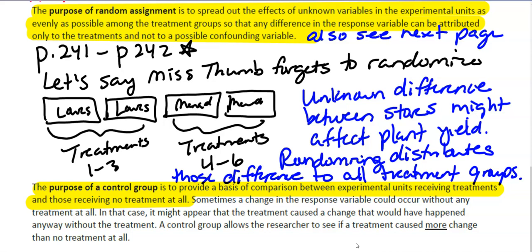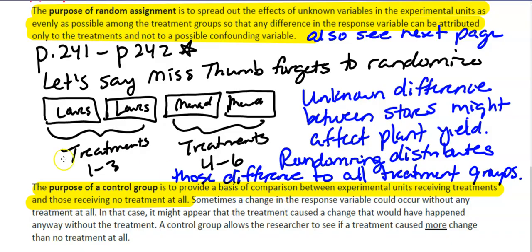We don't always need a control group, but sometimes it's important because sometimes a change in the response variable could occur without any treatment at all. In that case, it might appear that the treatment caused a change that would have happened anyway without the treatment. A control group allows the researcher to see if a treatment caused more change than no treatment at all.